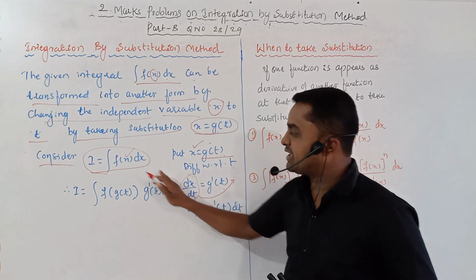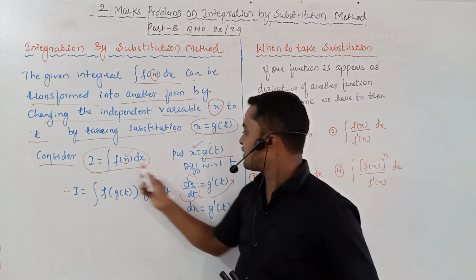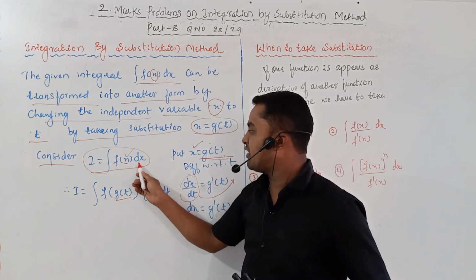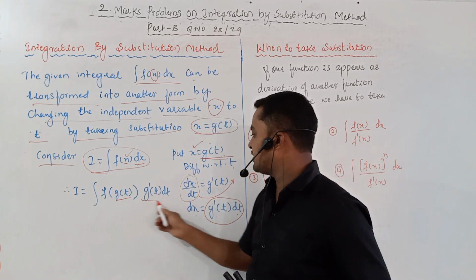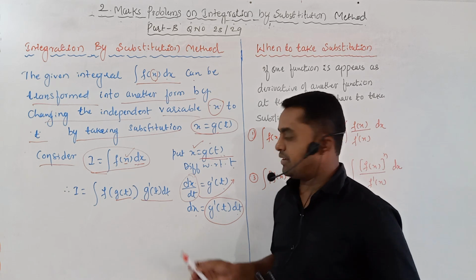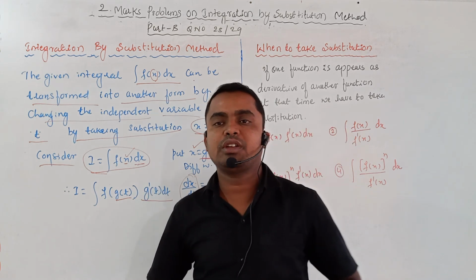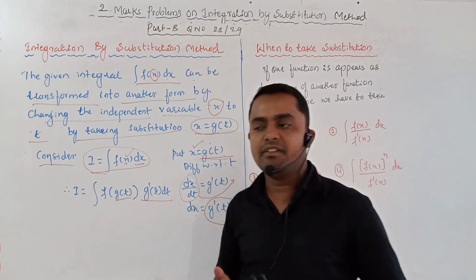Now come to the given integral, that is I is equal to integral of f. In the place of x, we have taken the substitution, that is g of t. Put g of t here. And what is the value of dx? dx is nothing but g dash of t dt. In this way we are going to change the independent variable x to t. Then we are going to integrate the function.